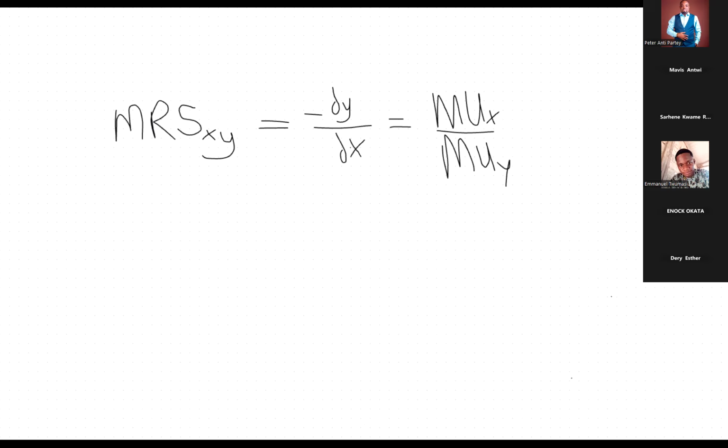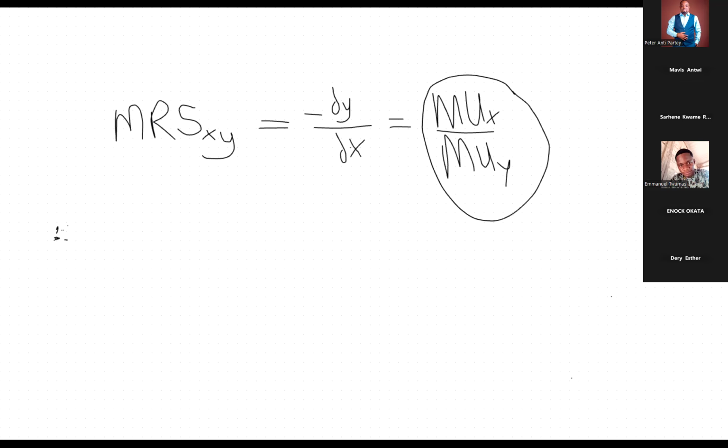The rate at which the consumer is able to substitute one good for the other. So that is the marginal rate of substitution. As I said, you read other books, you see marginal rate of commodity substitution. That is the same thing. So don't go and see that one and get confused. Okay, so what does this mean? This is where it's important.